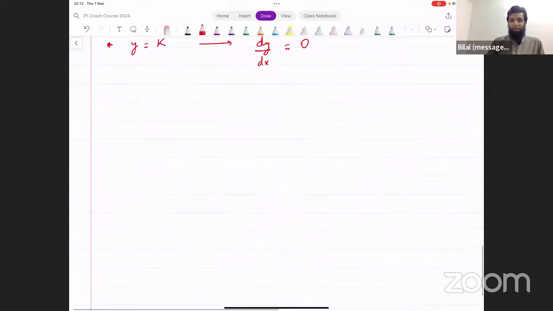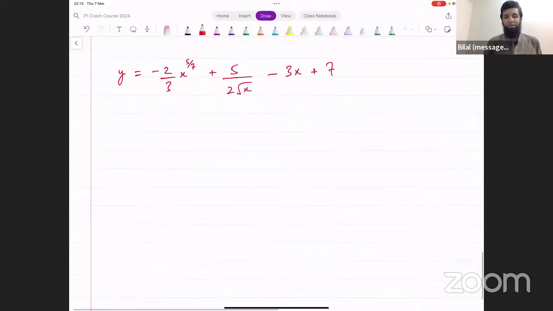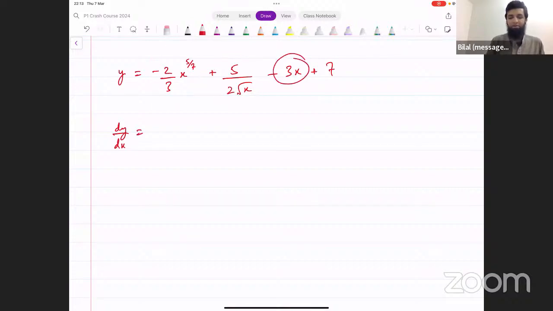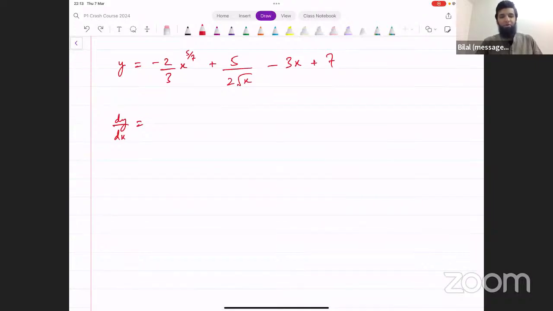One last example and then we end. If you have something like this, y equals minus 2 over 3 into x raised to power 5 over 7 plus 5 over 2 under root x minus 3x plus 7. If you wanted to find the derivative of this, now you have multiple terms, right? You have this term, this term, plus something, then minus something, then plus 7. Earlier, we just had one term in all of these examples. When you have a function that has multiple terms like this, you can find the derivative by just finding the derivative of each of these terms separately, one by one. So find the derivative of this separately, this separately, this separately, and this separately. Find the derivative of every single term separately.